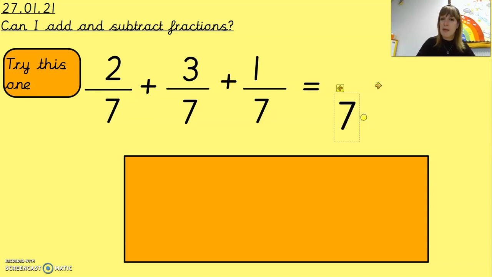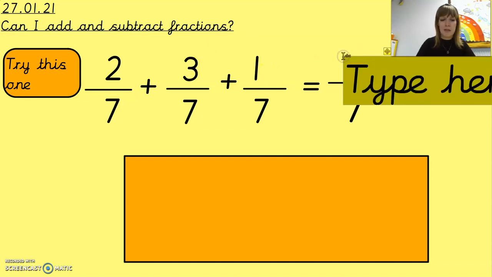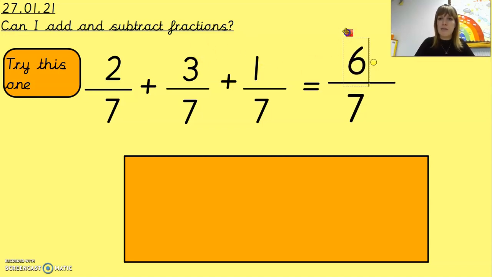Okay, so well done. If you remember, my denominator stays the same, and my denominator is 7. So 7ths we are using now. Let's do that. And I need to find out what my numerator is going to be. So I'm just going to add my numerators here. 2 add 3 equals 5. Add 1 equals 6. So my answer is 6/7. Fantastic. Well done if you got that correct.